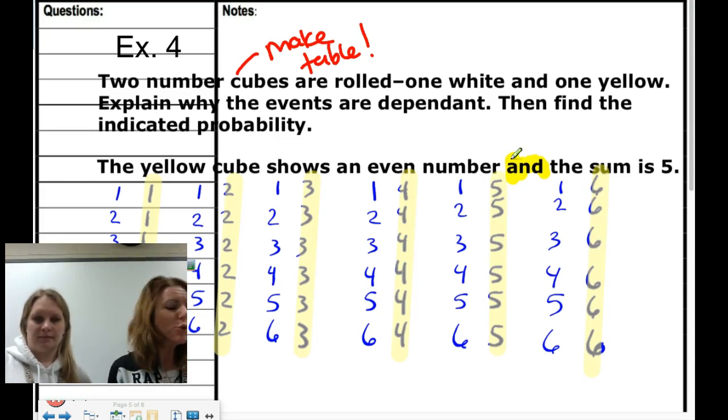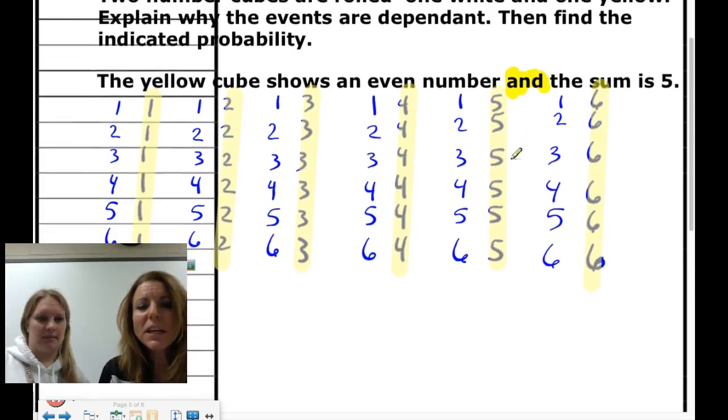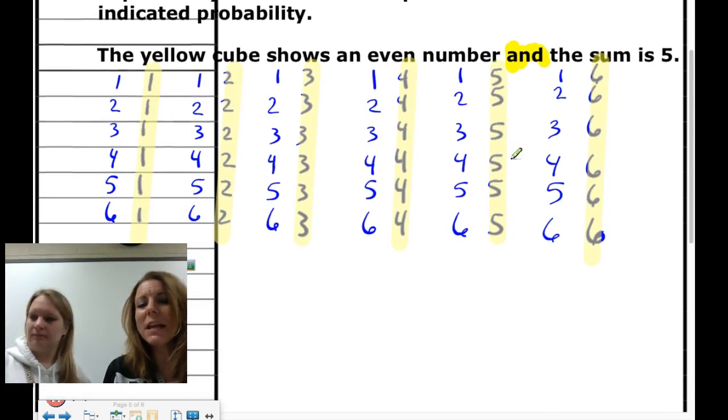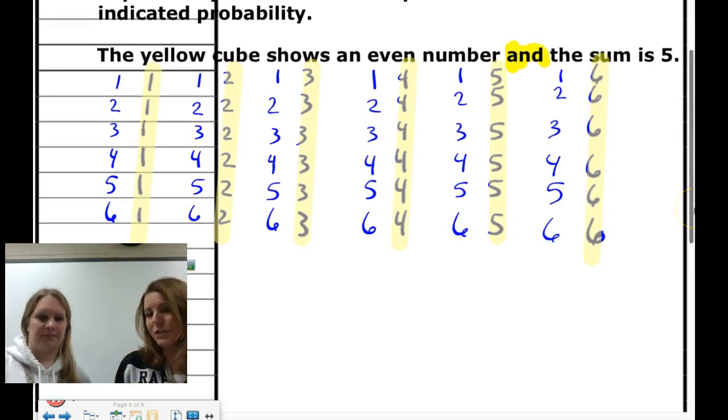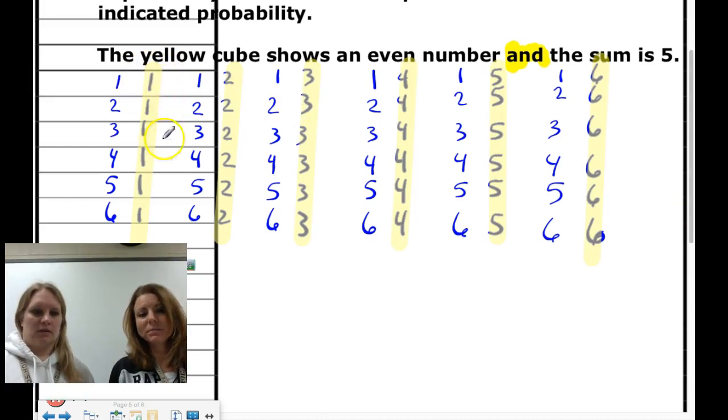Showing an even number. So what I like to do on this type of problem, Ms. Boyd, is I like to do it in pieces. Yeah, me too. Okay, so I'm going to go like this. The yellow cube shows an even number. Let's circle the pairs where the yellow is even. So none of those, so all of these.